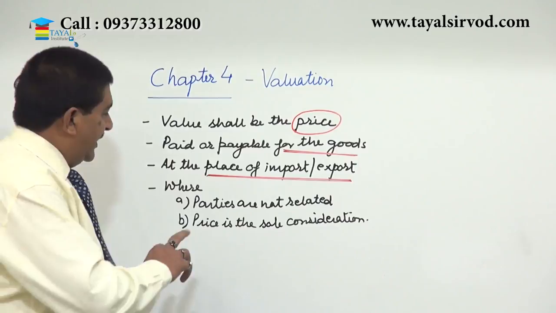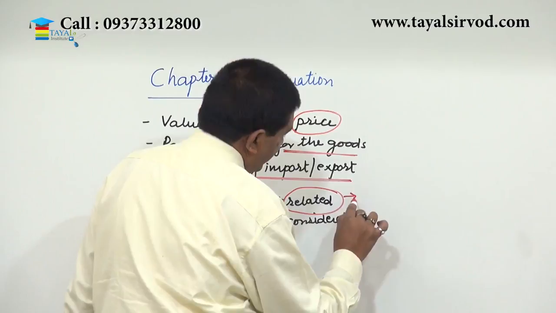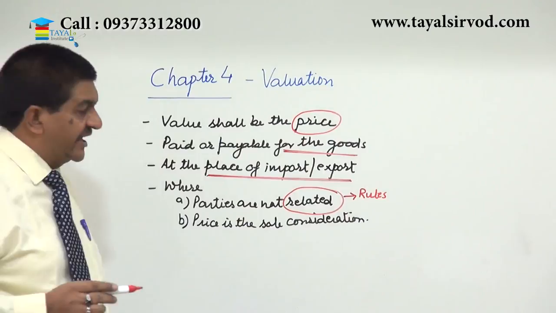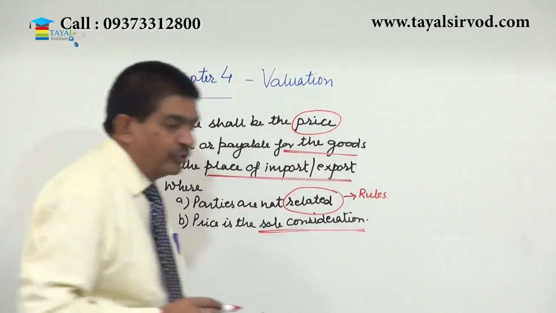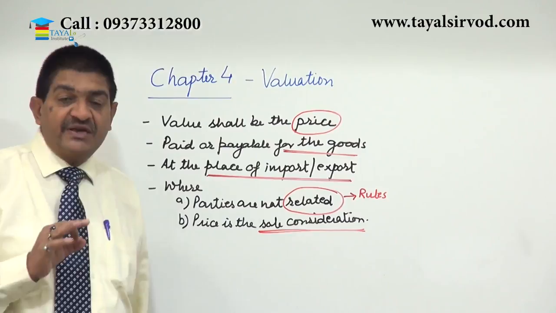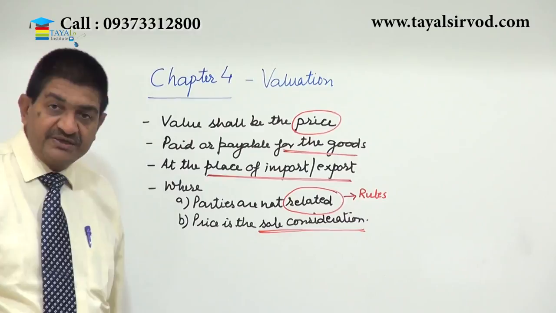Right. And then parties are not related. What is the meaning of the term related? Who are the parties related? Friends, this is defined in the rules. We have import valuation rules, export valuation rules. So there the term related has been defined. And then this says price is the sole consideration. Quite possibly, other than price there are many more things. Right. So this is just an introduction. What shall be the value? Value shall be the price paid or payable for the goods at the place of import and export where parties are not related, and price is the sole consideration. Okay, underlined everything.